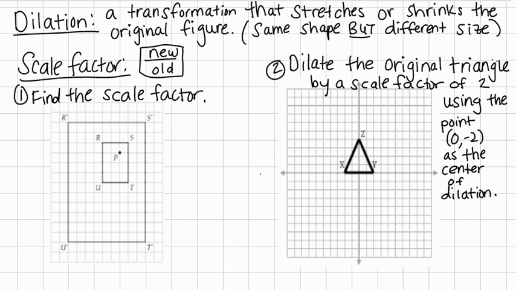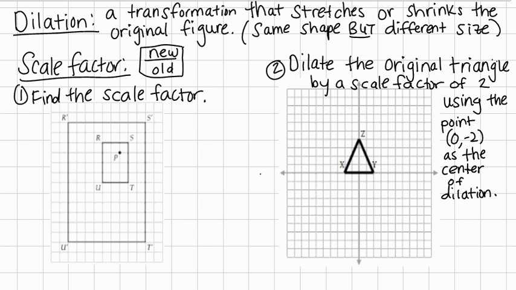I'm going to find the scale factor. We have two rectangles, a small one and a large one, and to figure out which one's the new figure, you look at which rectangle has primes on their letters. And so you notice that the rectangle that is larger has the primes on them. So that is going to be our new figure. So to find our scale factor, we need to find the distance between the center of dilation and one of the points on the big rectangle.